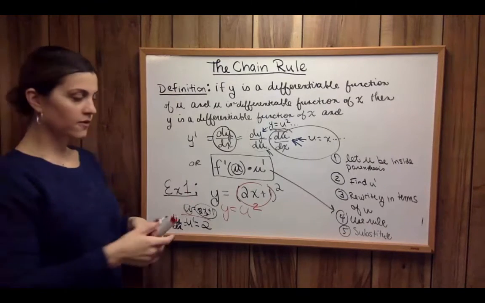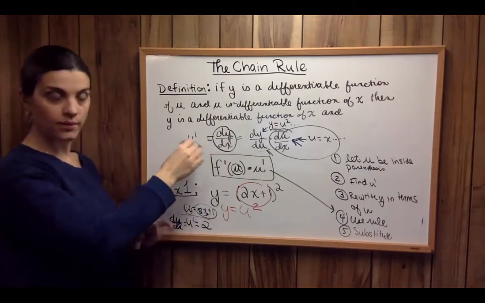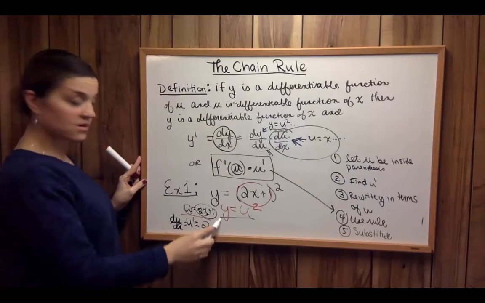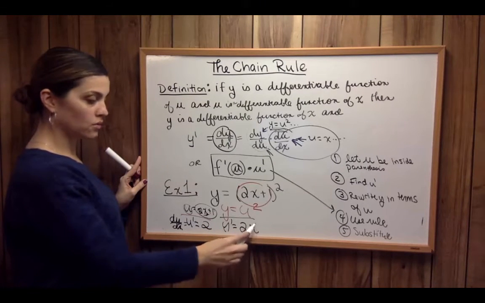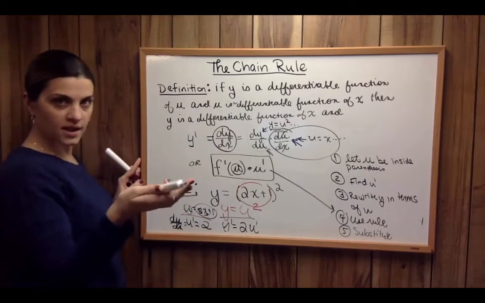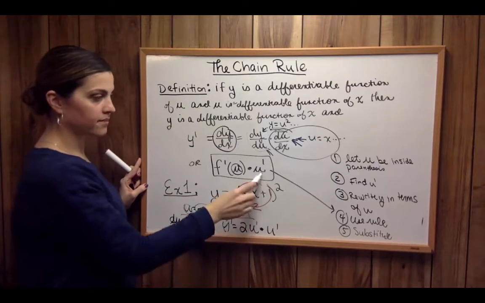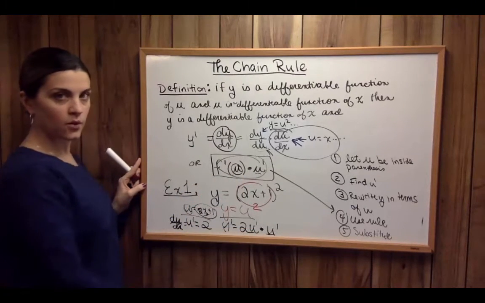Did we do any derivative on y yet? No. That's what we want to find, dy dx, or y prime. So now using the rule, take the derivative of this. Y prime is 2u, put 1 if you want as the exponent, you don't have to. But then you got to multiply by u prime. Just write it using the rule. Take the derivative and multiply by u prime.